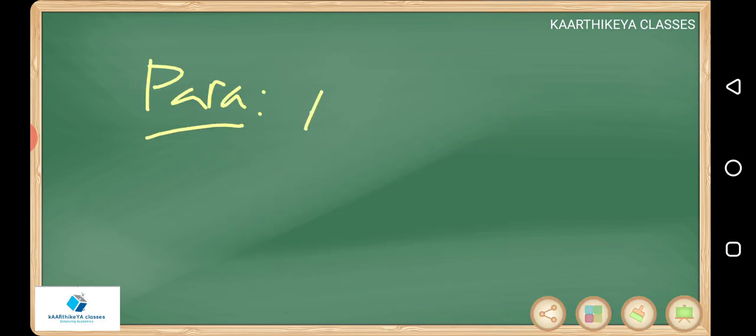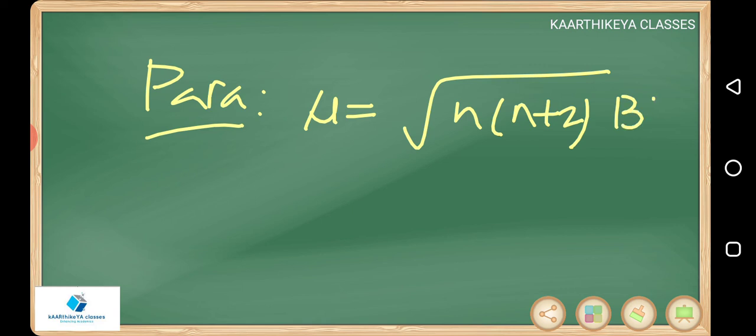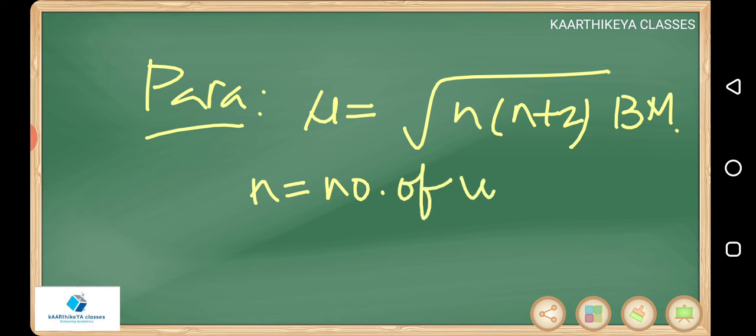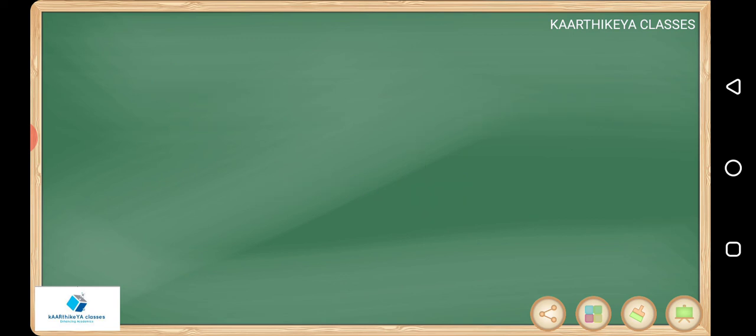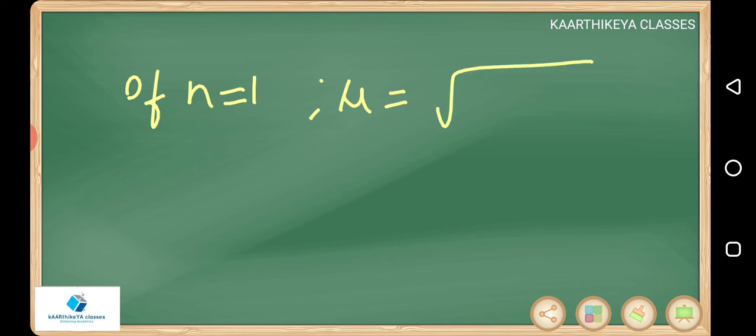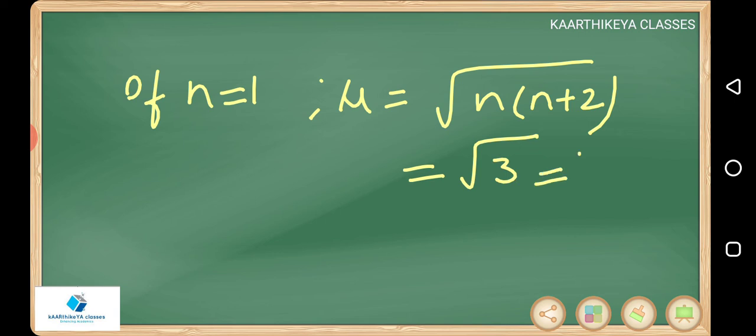To calculate the paramagnetic behavior, we have magnetic moment, where the formula is square root of n into n plus 2, where n is the number of unpaired electrons. Number of unpaired electrons only. See, if n is equal to 1, that means one unpaired electron is there. Mu is equal to the square root of n into n plus 2, that is 1 into 1 plus 2, that is root 3. Root 3 is equal to 1.73 Bohr magnetons.